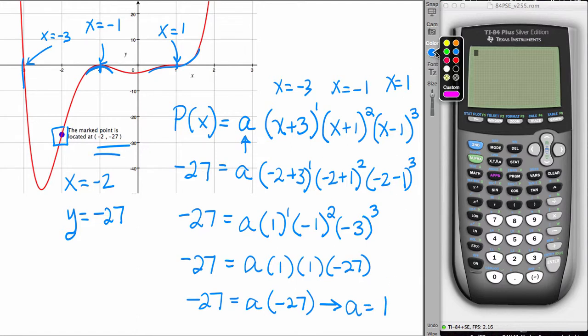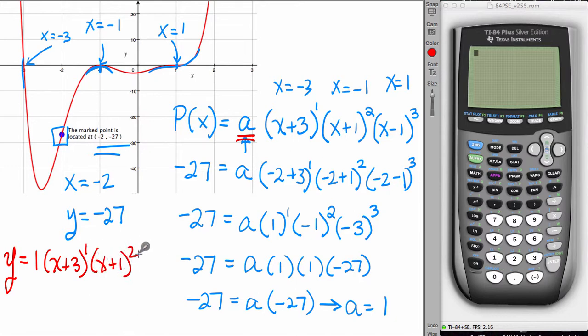So, written in red, this is the final form of the polynomial equation. Y equals a. We've just determined a is 1. X plus 3 to the first. X plus 1 squared. And x minus 1 cubed. This is the factored form representing this polynomial sketch.